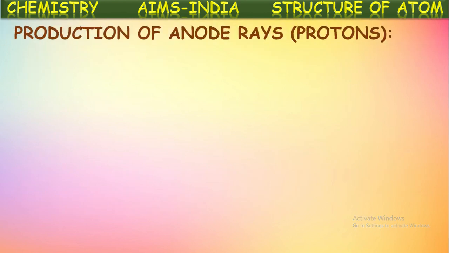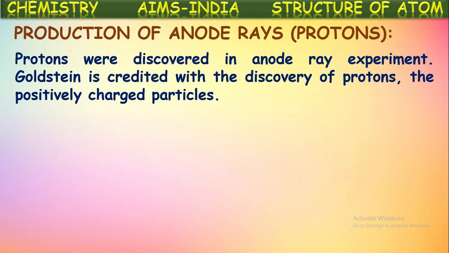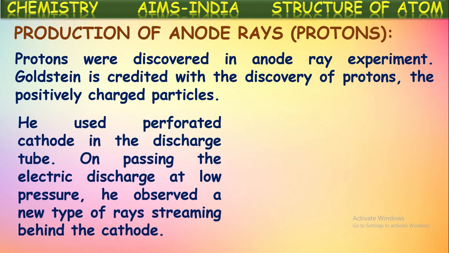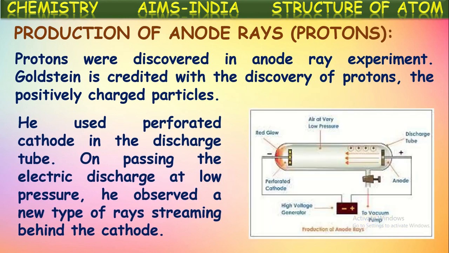Now let us see the production of these anode rays or protons. Protons were discovered in the anode ray experiment. Goldstein is credited with the discovery of protons, the positively charged particles. He used a perforated cathode in the discharge tube. The experiment was similar to the one done by J. J. Thomson, but here he used a perforated cathode instead of a direct cathode plate, and he kept a screen behind this cathode.